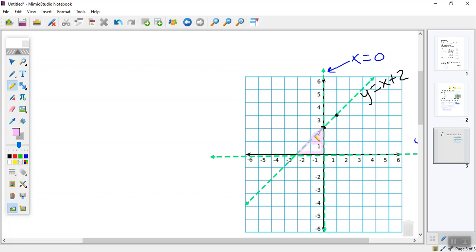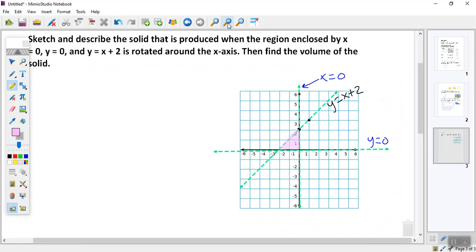Okay, so the cross-sectional piece that we're going to end up rotating is what shape? A right triangle. That's the one that's going to get rotated. Make sure you've got that down first, and we'll talk about it after I've got that in there.